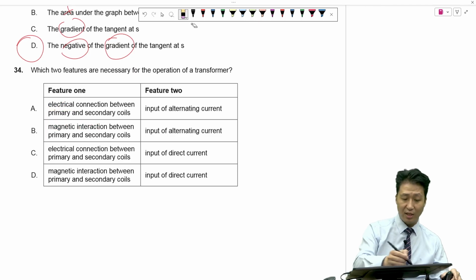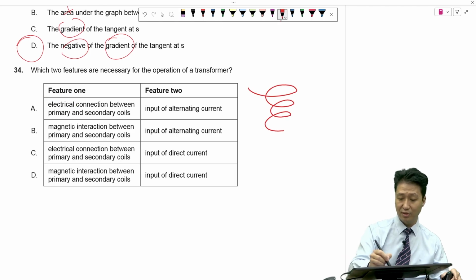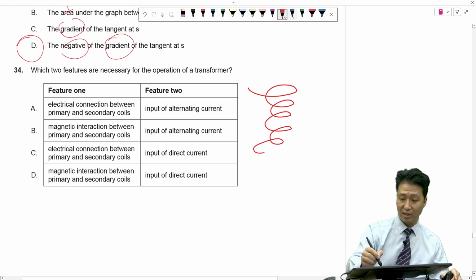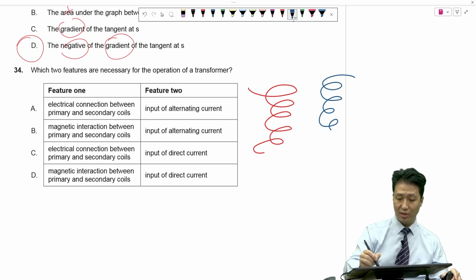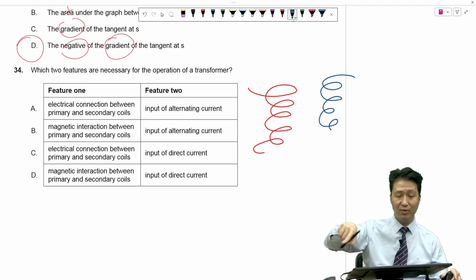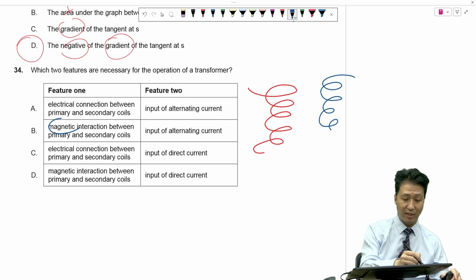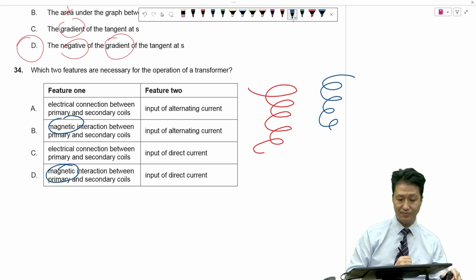Well, first things first, having an electrical connection means there's current going through them. If you recall, the whole point of a transformer is you have a coil, and then you have a second coil. They're not connected to each other. There is, what's it called, a core to transfer the magnetic fields from one side to the other. So it has to be magnetic, not electrical.